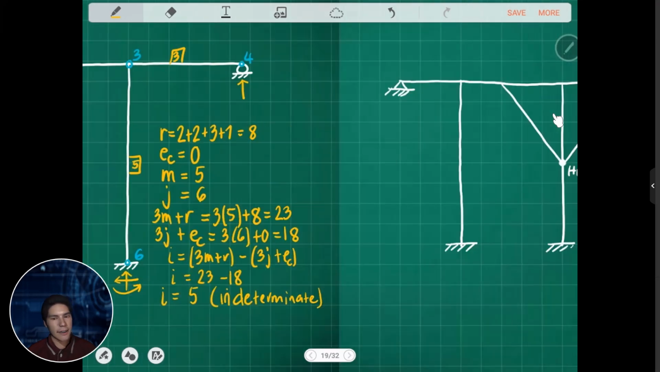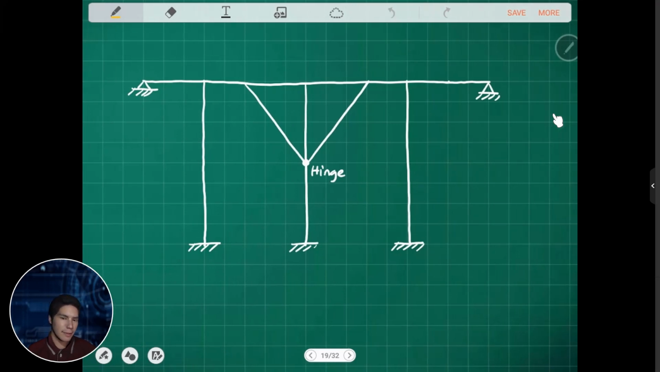Okay, so another problem is this frame as shown. So again, we count for the number of reactions. For pin support, we have 2, and for fixed, we have 3. So we have 3 plus 3 plus 3, and we have 2 for pin support. So a total of 2 plus 3 plus 5, that is 13.